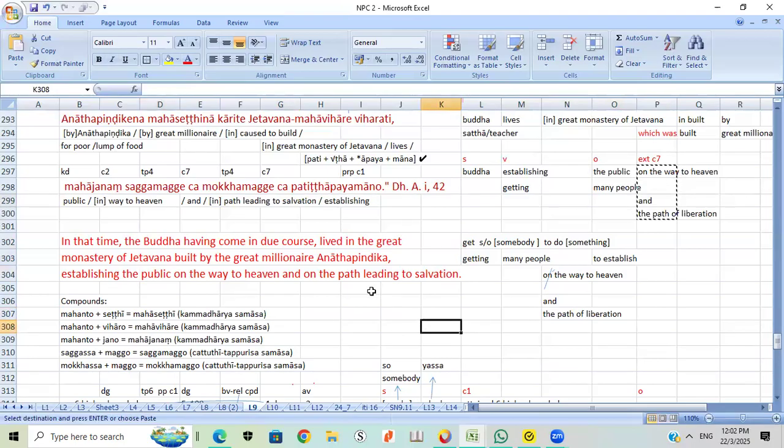So here he said a path leading to salvation. Here it is moksha. Moksha is liberation. So it's between a path leading to salvation and a path of liberation. They are technically the same. It's only a choice of English. So when you see, you will find a comparison of how you do it. Maybe you do it differently.